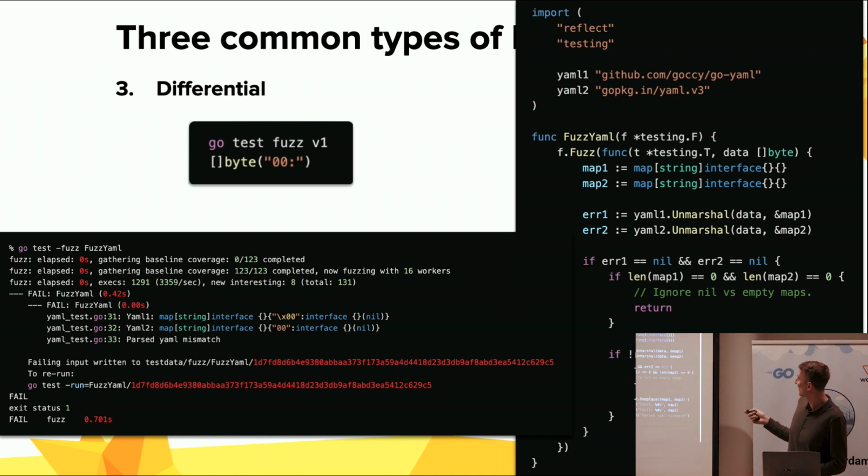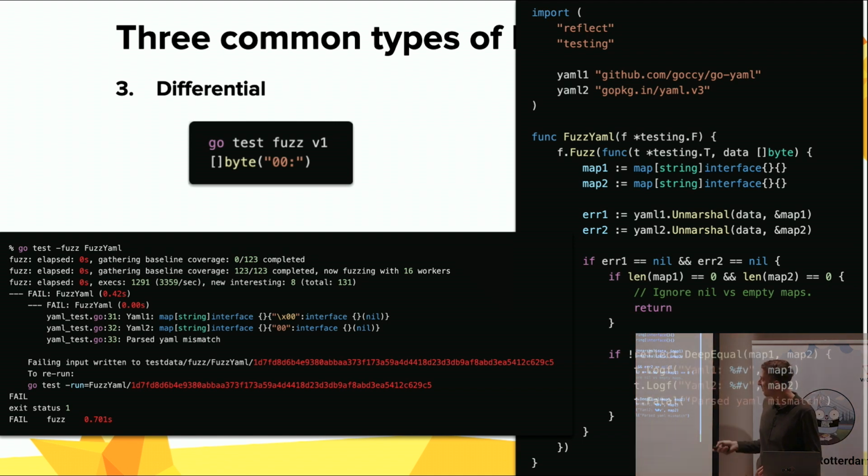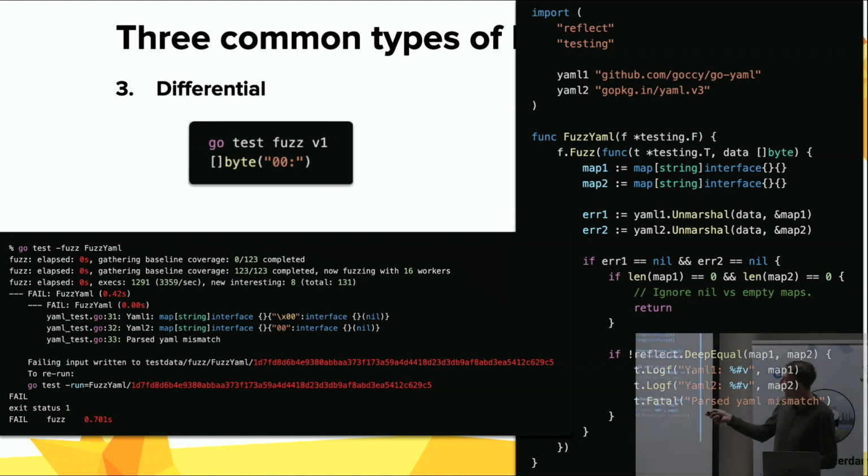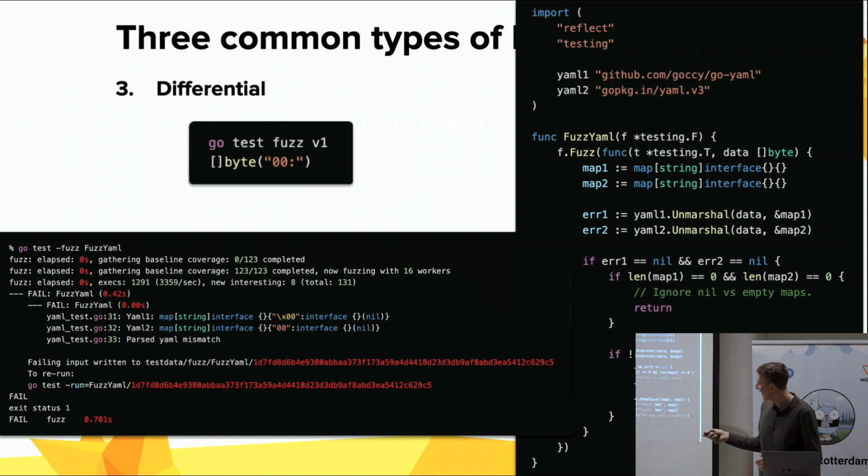So when I run this, I thought it'd be interesting. It only took a couple of seconds before it found a case. This weird YAML. Like I said, it saves the input that resulted in failure. So this is what that file looks like. It apparently found the byte slice 00 colon, and they both unmarshaled this differently. One of them uses a map with a 0 byte as a key and an empty interface, and the other one does 00. I don't know, but probably one of them is wrong, or maybe the YAML specification is unclear about that.